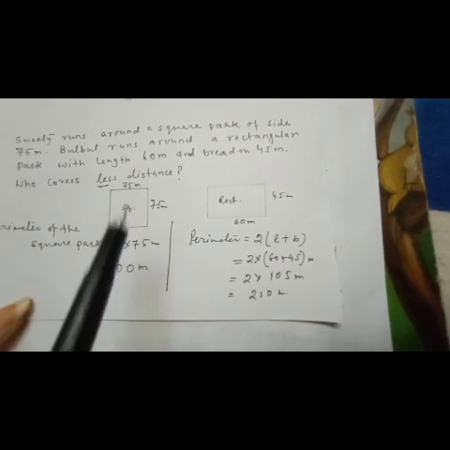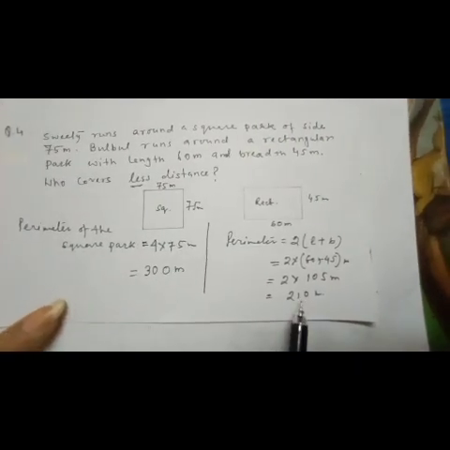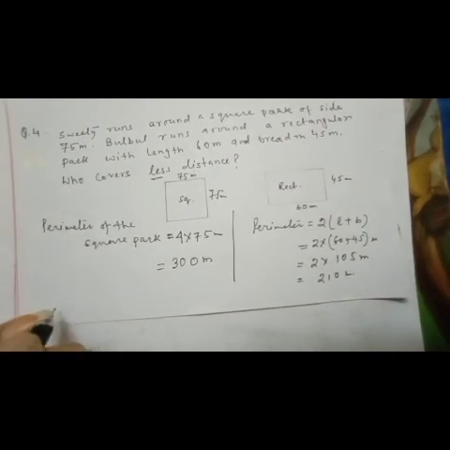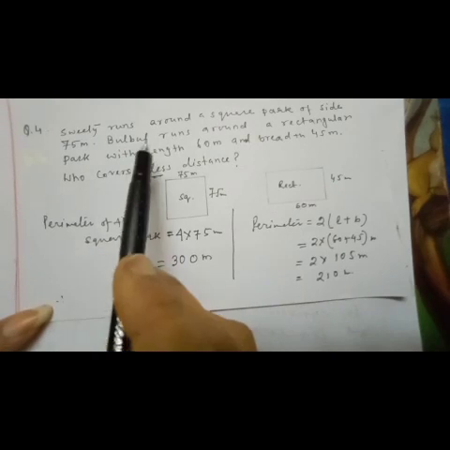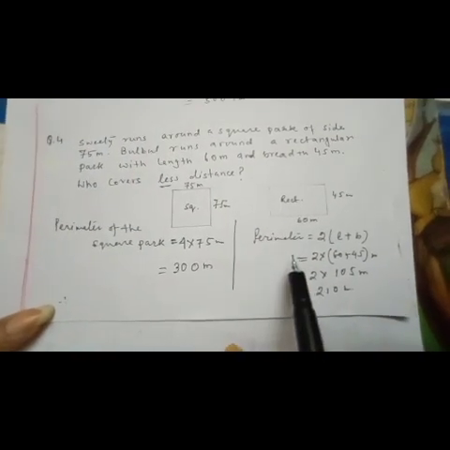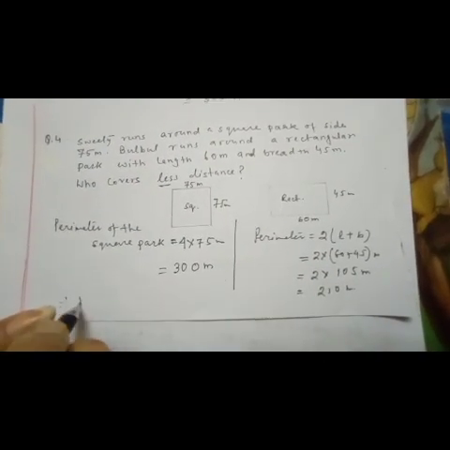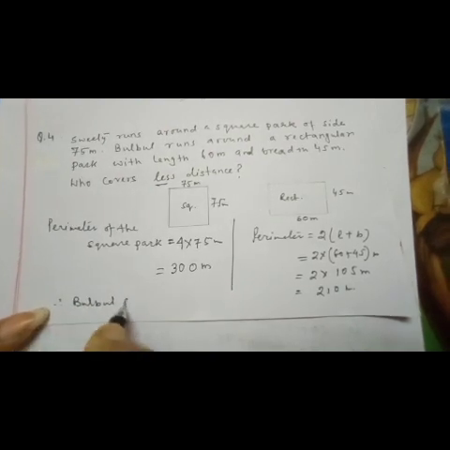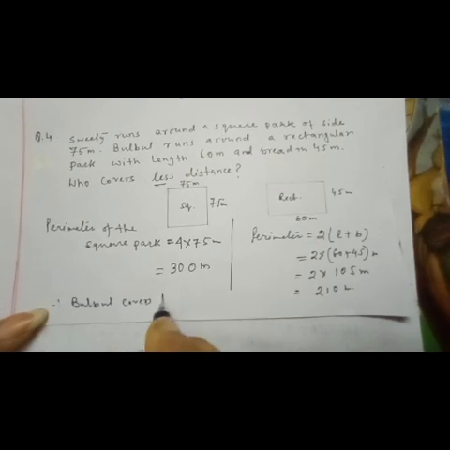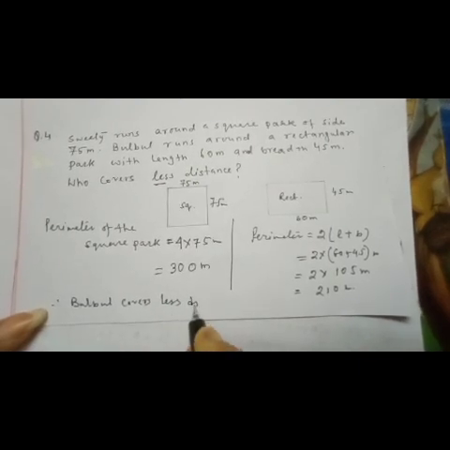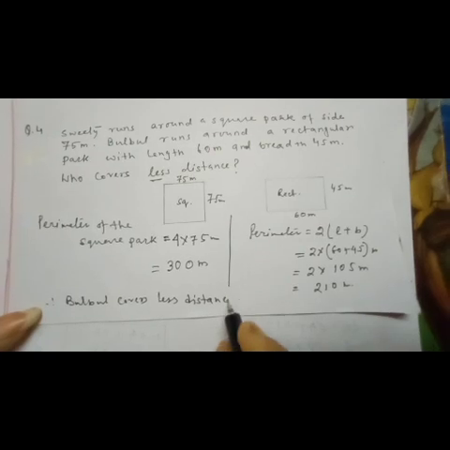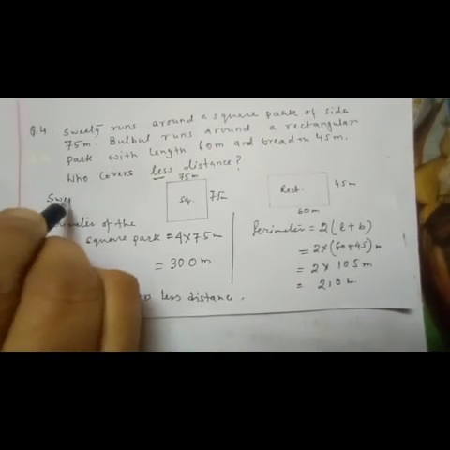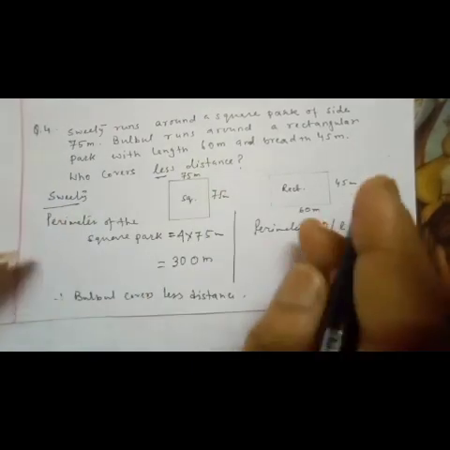Now you see who covers less distance. It is 300 and this is 210. Who covers less distance? Therefore Bulbul, who runs around the rectangular park, covers less distance. Okay, this is for Sweetie and this is for Bulbul.